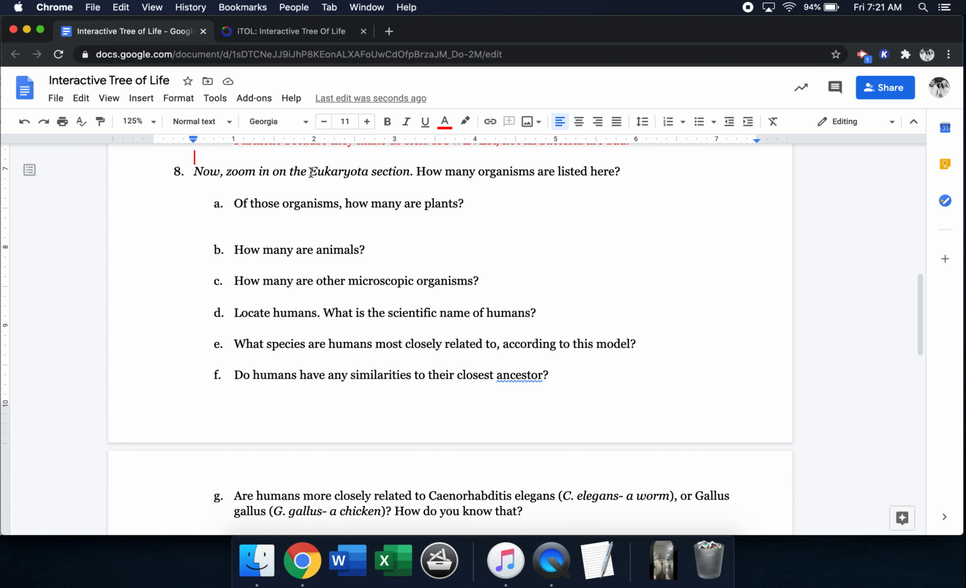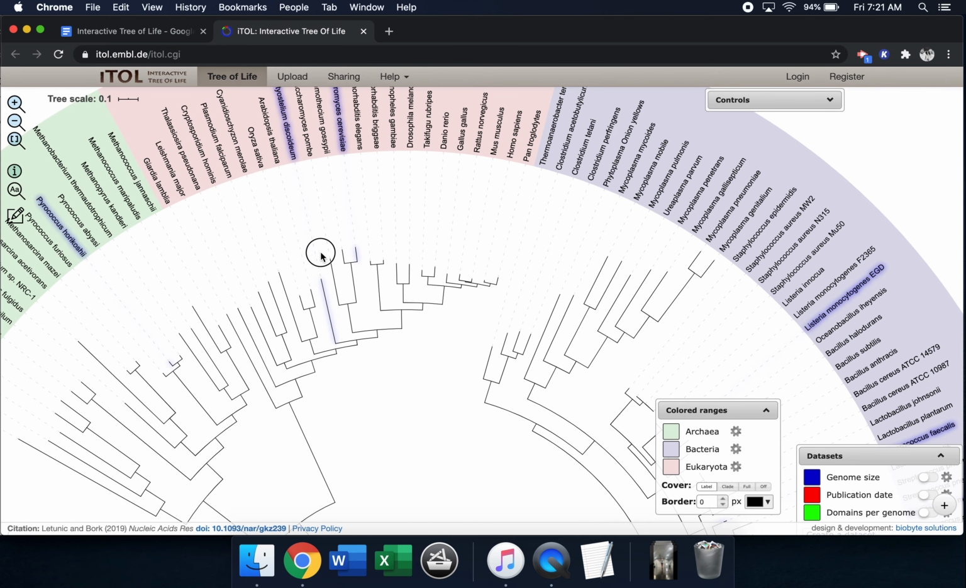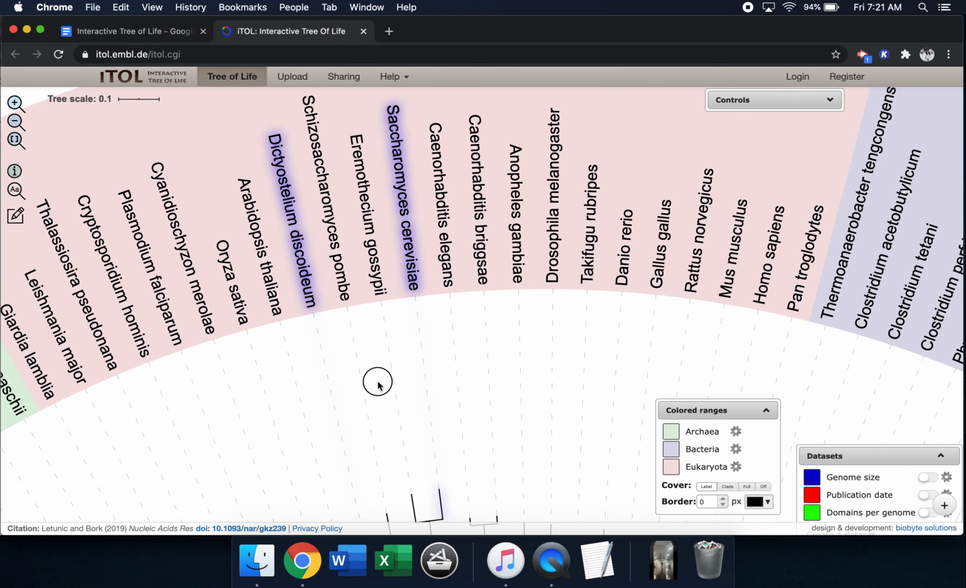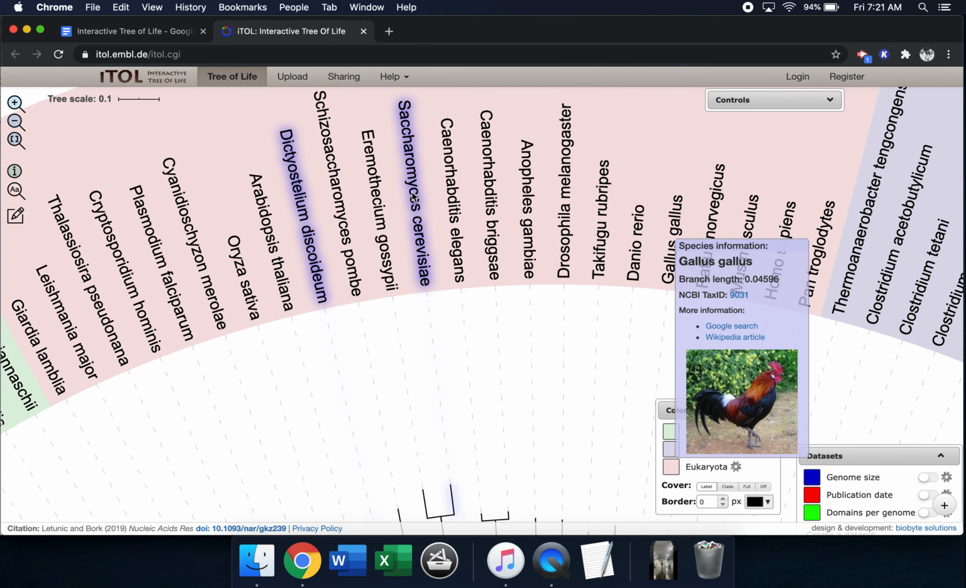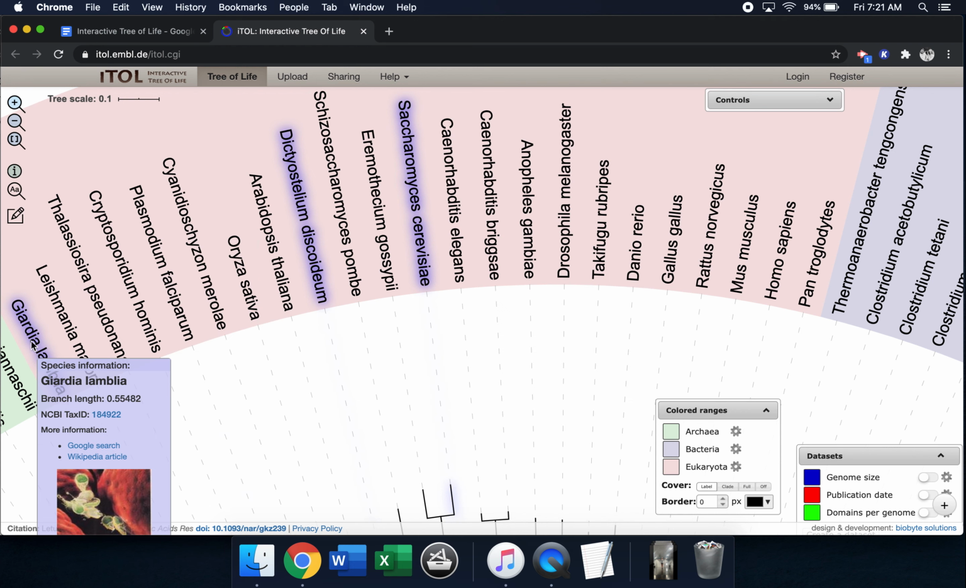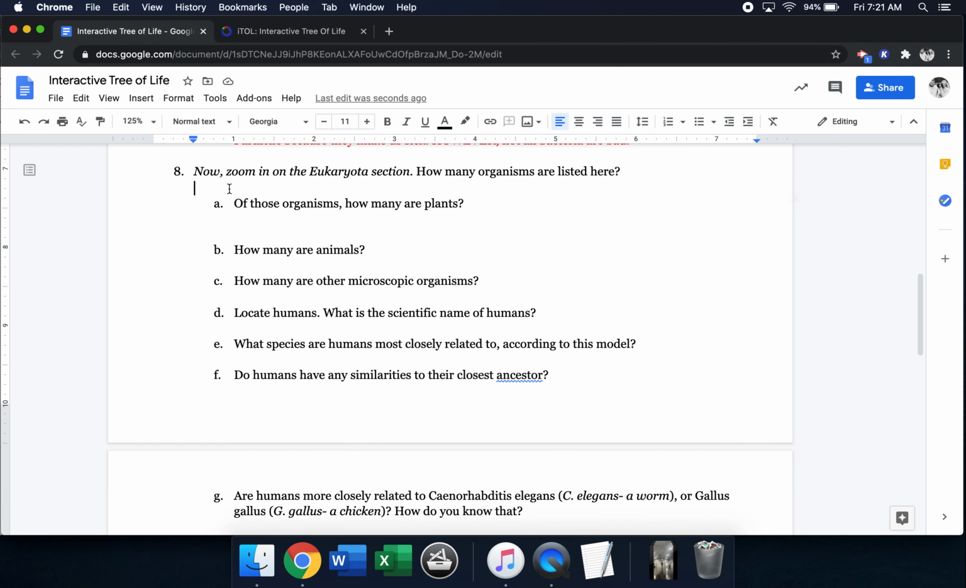All right, now it wants me to zoom in on the eukaryota section. How many organisms are listed there? So I'm going to come over here. And the red is the eukaryota. I'm not going to count this for you. Y'all can count. So between here and here, from the pan troglodytes all the way through Giardia, I can't pronounce that. I'll just pause here for a second and count those. Okay, so you'll type that number here.